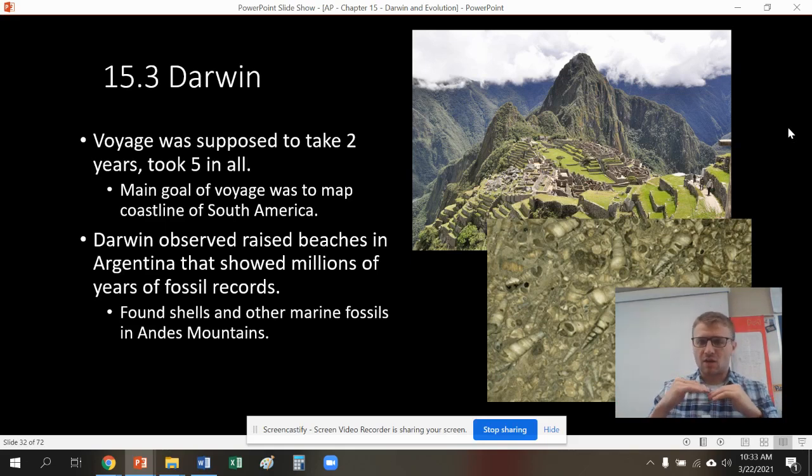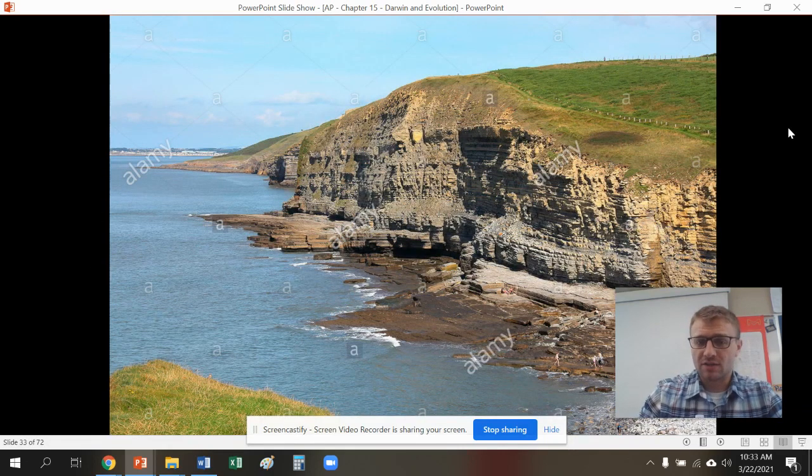So this concept of deep time: it takes millions of years for things that are really low to become really high, and really high to become really low. These shifts are due to millions and billions of years of time, not just a few thousand years. You can see here again, these are the cliffs in the South American coastline that he saw, and you can see this deep time in these cliffs and the layers of rocks.